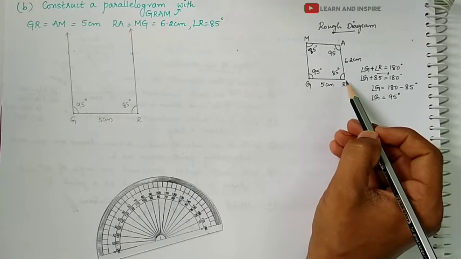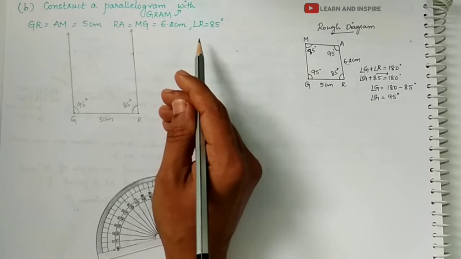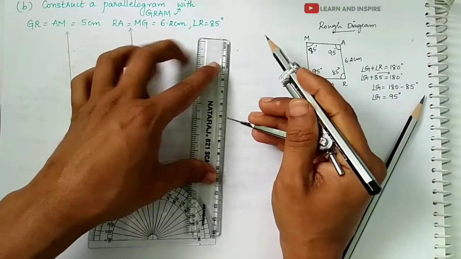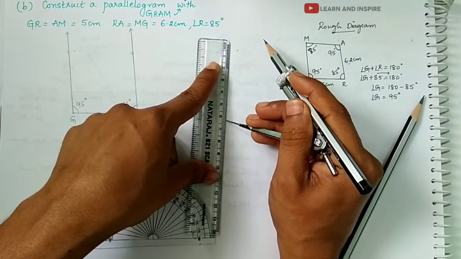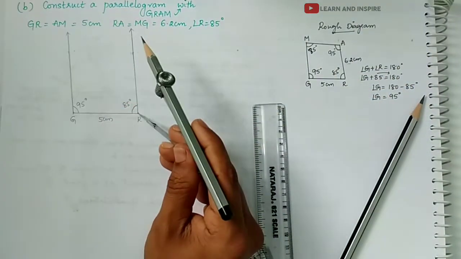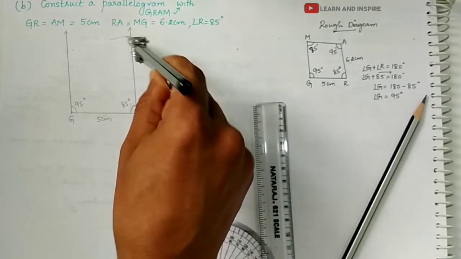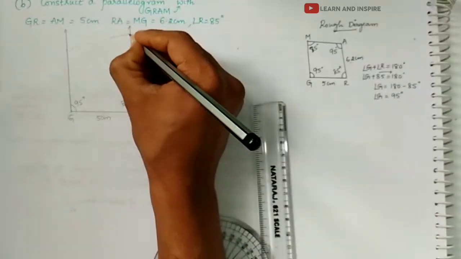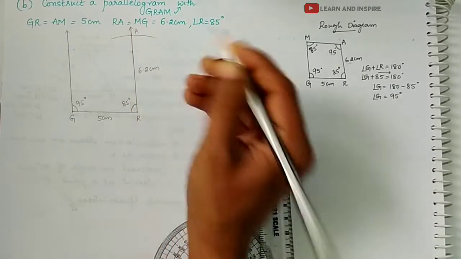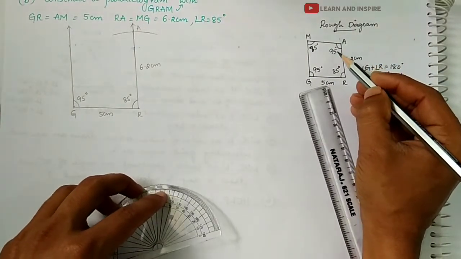Now next step, with R as center of radius 6.2 centimeters, draw an arc. So radius 6.2 centimeters, we have to draw an arc. So this is 6 centimeters, 6.1, 6.2 centimeters. With R as center, radius 6.2 centimeters, draw an arc. Okay, and name this intersecting point as A, 6.2 centimeters.